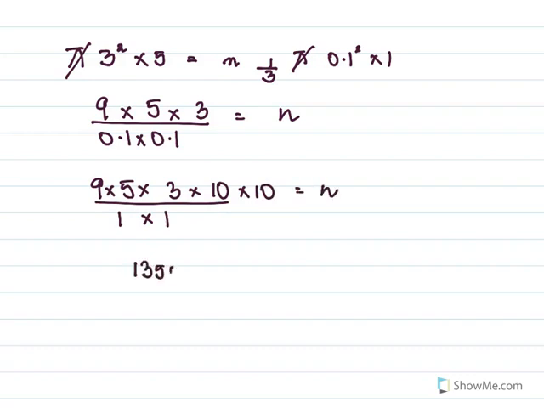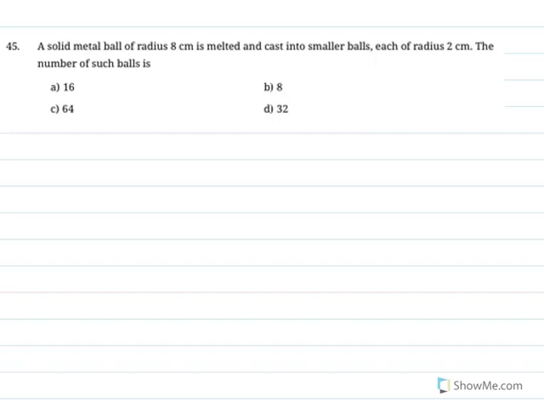And it will be 13500. So number of cones to 13500. A solid ball of radius 8 centimeters.